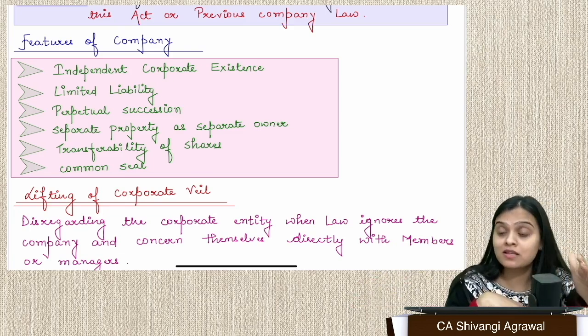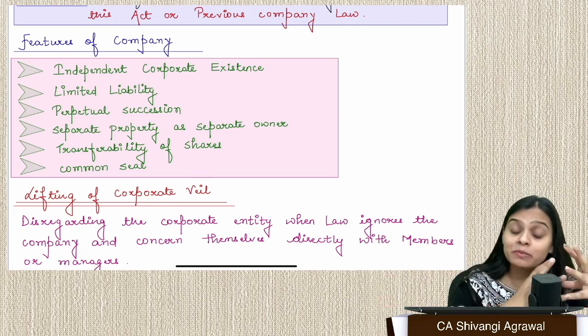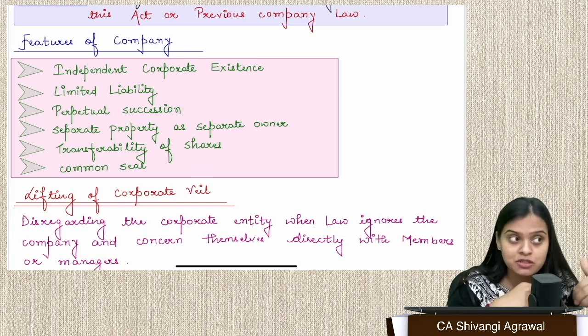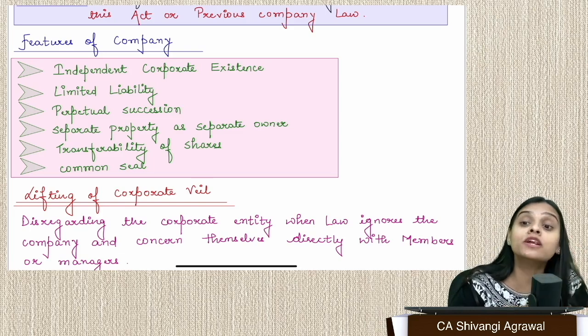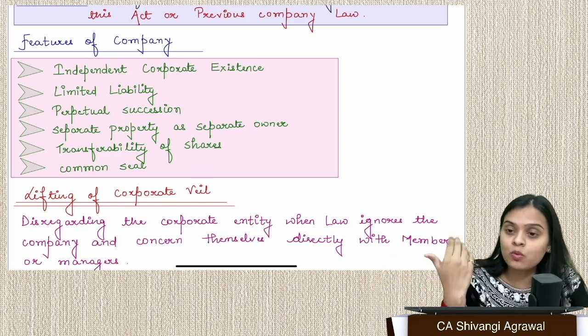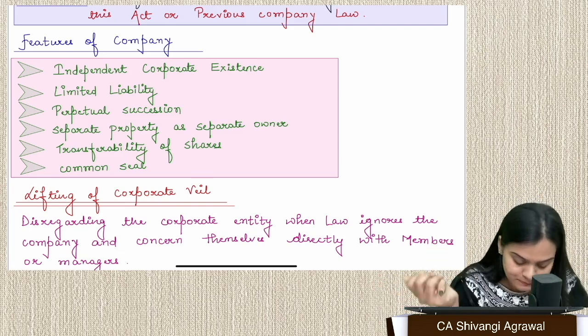It depends whether the company is of share capital or a guarantee company. If it is of share capital, it will be limited to the amount unpaid on shares held by you. Right? If the share price is 10 rupees and you have just paid 6 rupees, so your liability is limited only to 4. That is the unpaid amount. And in case of guarantee companies, whatever amount you have undertaken, whatever guarantee you have taken, right?